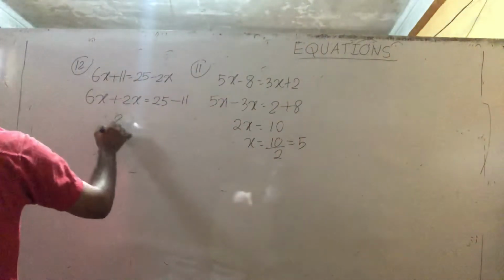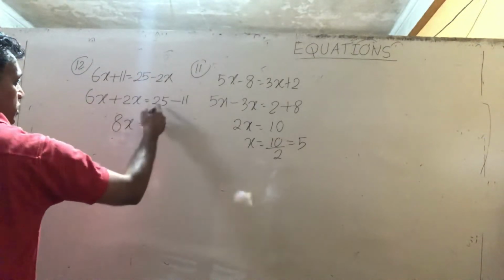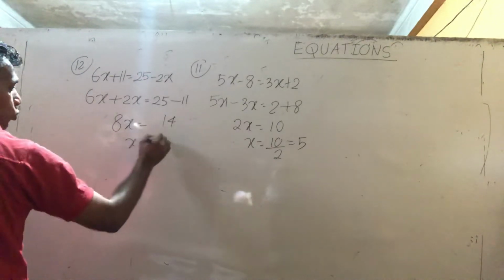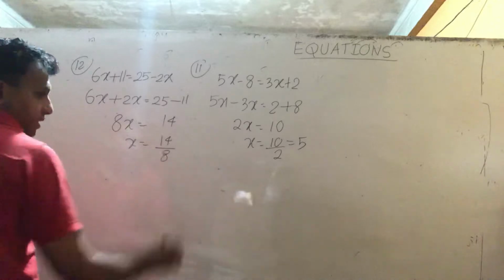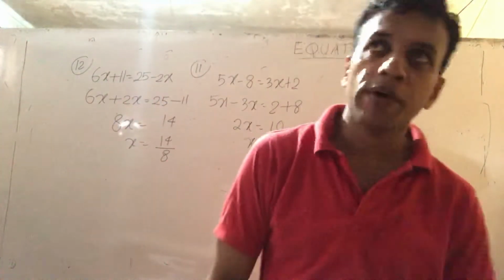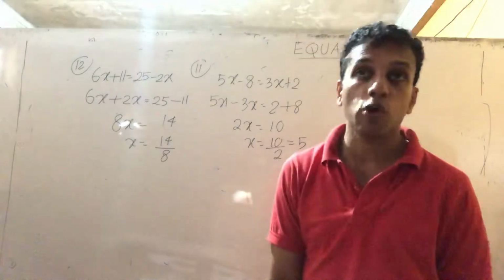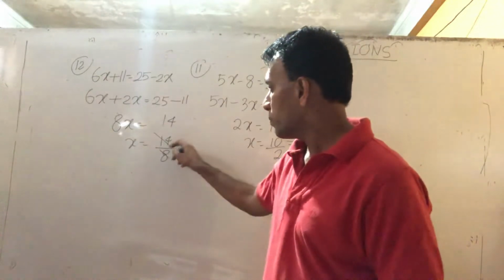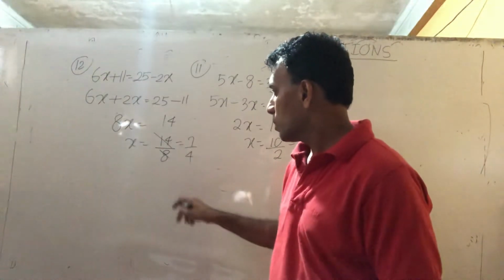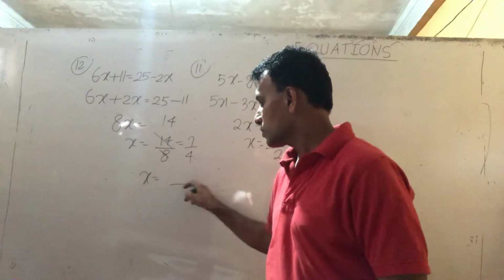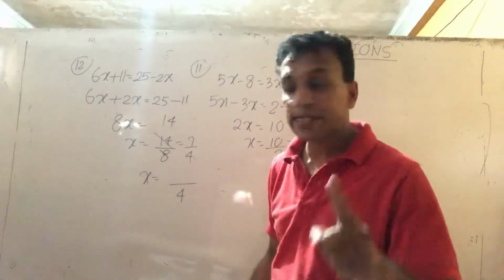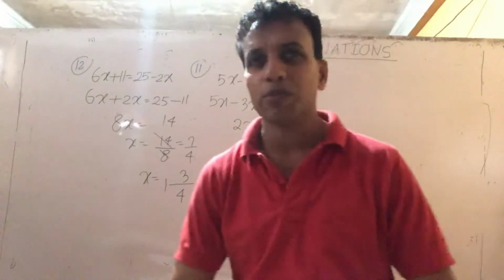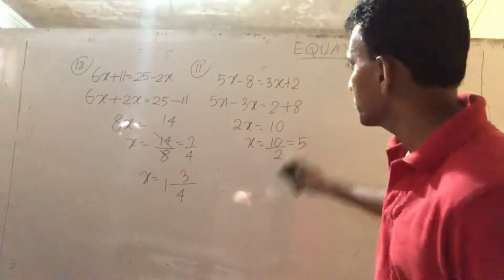So here 8x equals, what is that, 14. So x equals 14 divided by 8. That's an improper fraction, the numerator is greater than the denominator. But better you give this as a mixed number or decimal. Divide by 2, 7 over 4. So x equals 1 and 3 over 4. That's the exact answer. Or you can give the decimal also, but fraction is better than decimal.